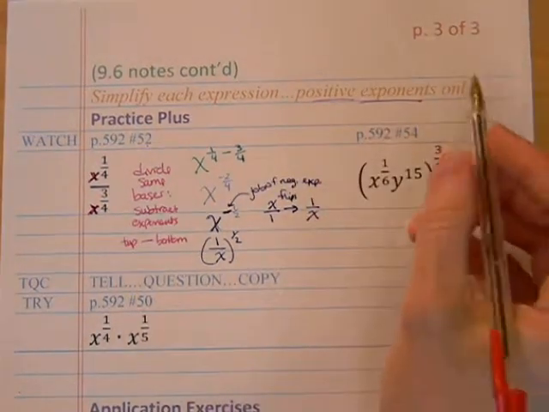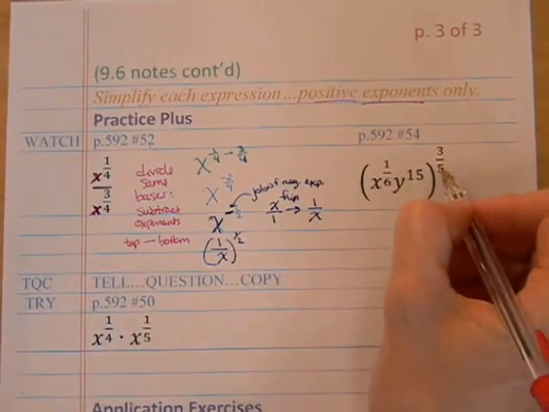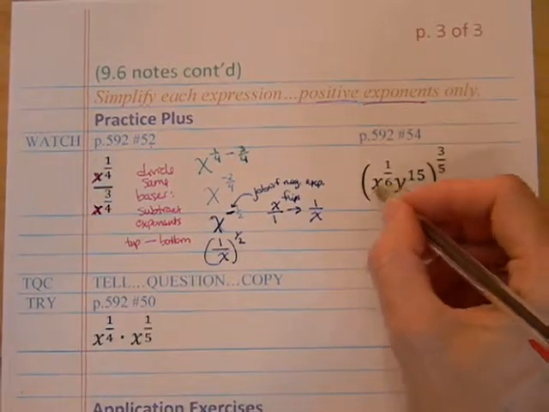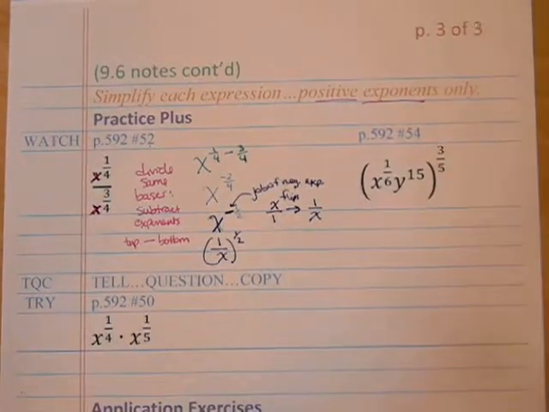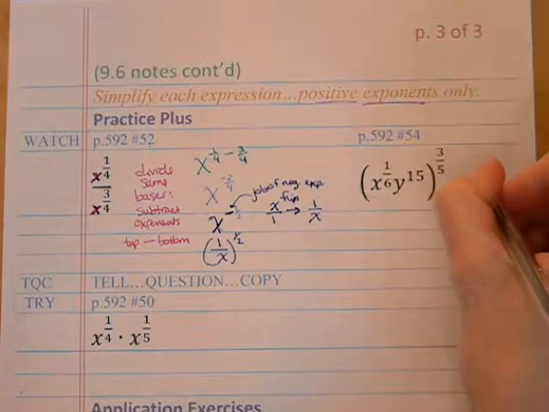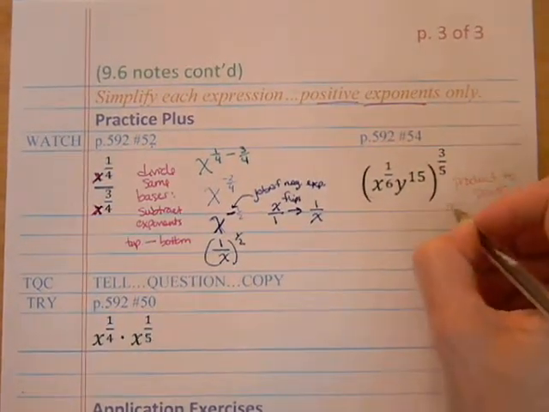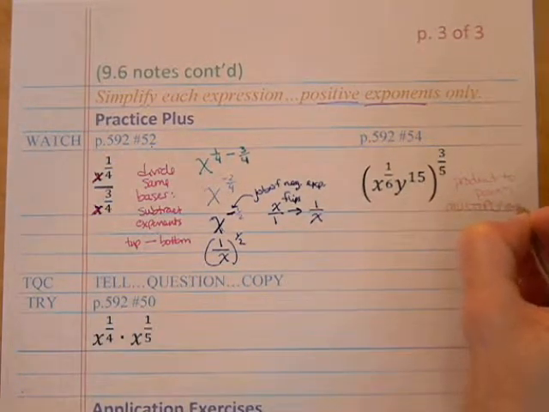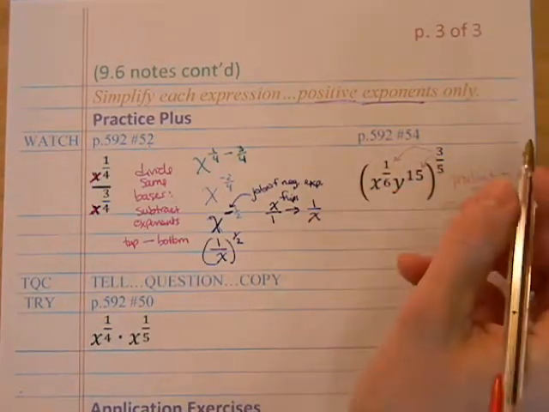Let's look at number 54. We've got x to the 1/6, y to the 15th, the whole thing raised to the 3/5. So what we have is we are multiplying. We've got a product here that's raised to an exponent. So it's a product to a power, or power of a product. I can't remember how they express that. Product to a power rule, which means we're going to multiply the exponents. So we're going to take 3/5 times 1/6 and 3/5 times 15.